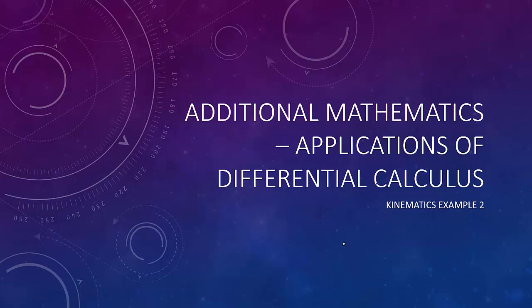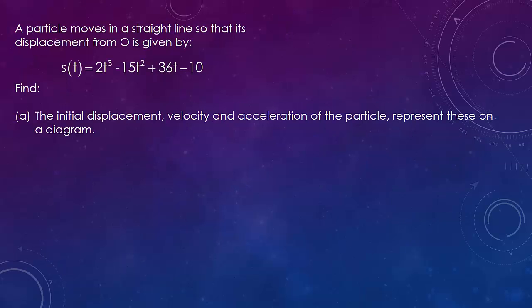Kinematics example 2. A particle moves in a straight line so that its displacement from O is given by s of t as 2t cubed minus 15t squared plus 36t take away 10. We want to find the initial displacement, velocity and acceleration of the particle and represent them on a diagram. So initial means t equals 0.